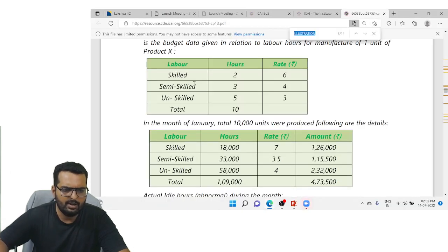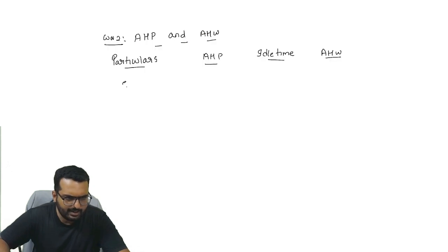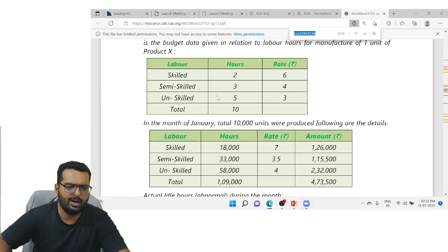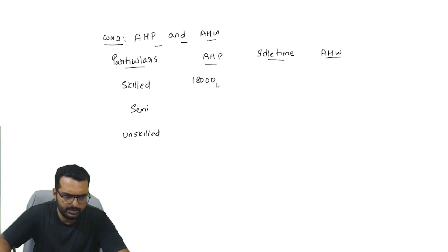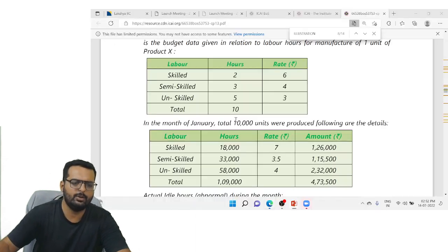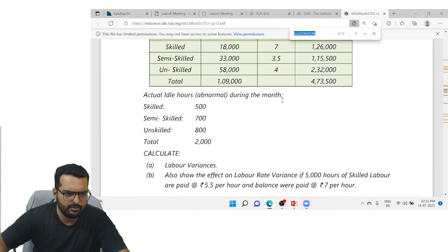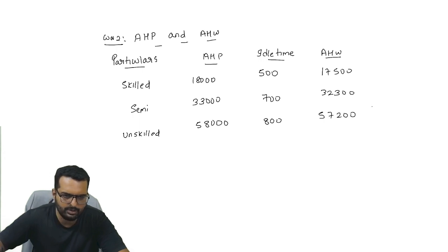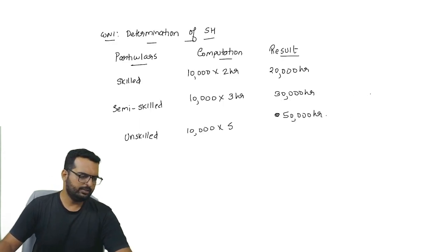So now, let us write down. First, skilled, then semi-skilled, and finally unskilled. So you will get 18,000 hours over here, 33,000 hours over here, and 58,000 hours over here, right? Coming down, they have told the abnormal idle time is turning out to be 500, 700, 800. So I can say this will be 17,500, 32,300, and 57,200. All right. Write this down in your books now, friends.